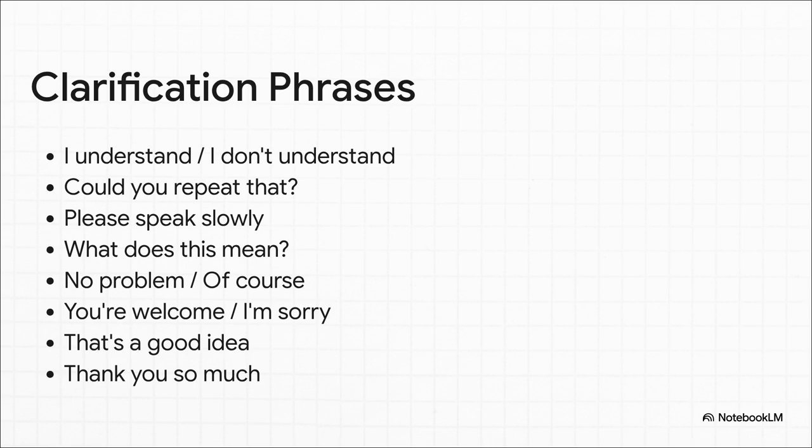Now, these are your absolute lifesaver phrases for clarification. You can use I understand or I don't understand just to set the baseline. If you need help, politely ask, could you repeat that? Or please speak slowly. Or if you come across a new word, ask, what does this mean? So the crucial point is this. Politely asking for help or clarification is a massive step toward fluency, not a failure. Saying please speak slowly actually shows you're actively engaged in the conversation.